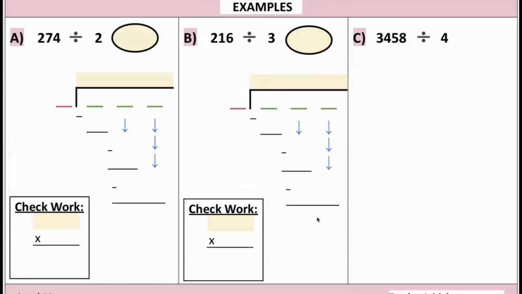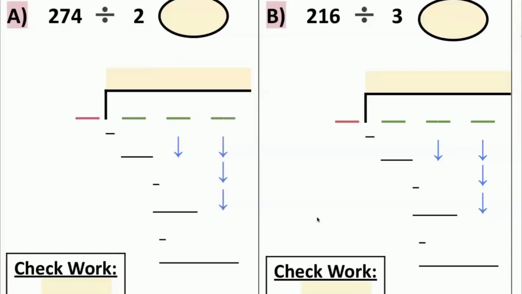Let's take a look at our examples at the bottom of the page. We're going to focus on A to start off. In problem A, we have 274 divided by 2. So our first number is our dividend, and that's going to go inside the house. So go ahead and write with me. Make sure you're putting one number on each blank inside the house. These first 2 are set up for you just to help you stay organized, but you won't always have this structure. So notice how we're keeping everything evenly spaced.